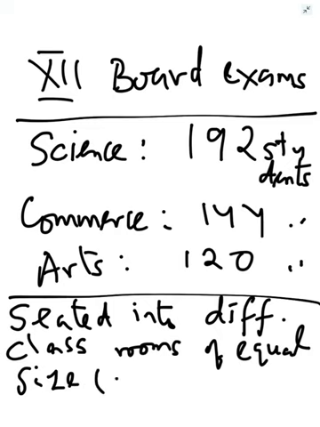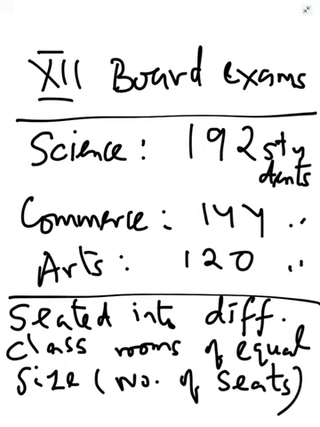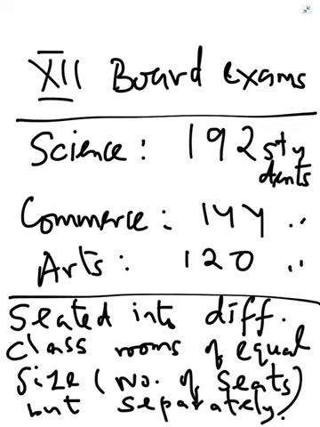Equal size here means number of seats or number of chairs in that room. How many students will sit in that particular room? So they have to be equal number, but they have to be seated separately. Means we cannot mix up the students of science and commerce together or commerce and arts together.